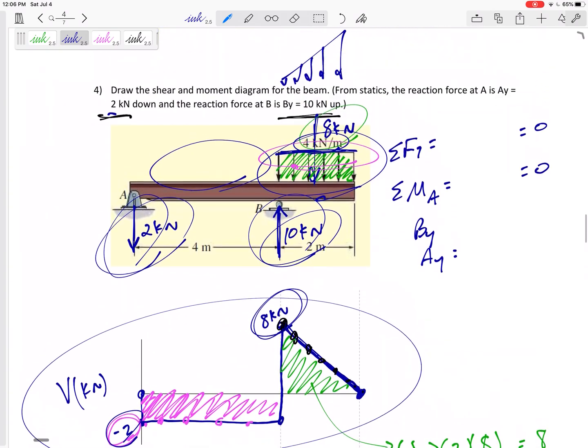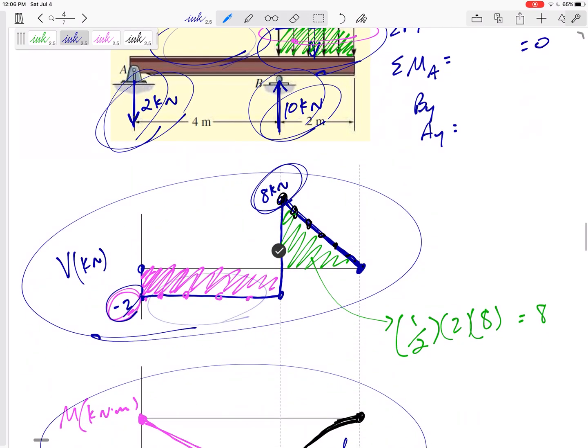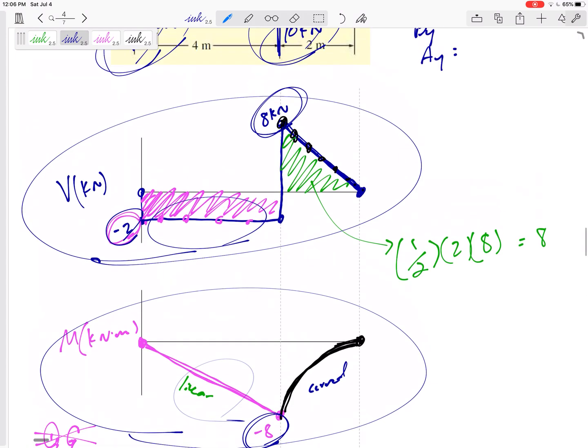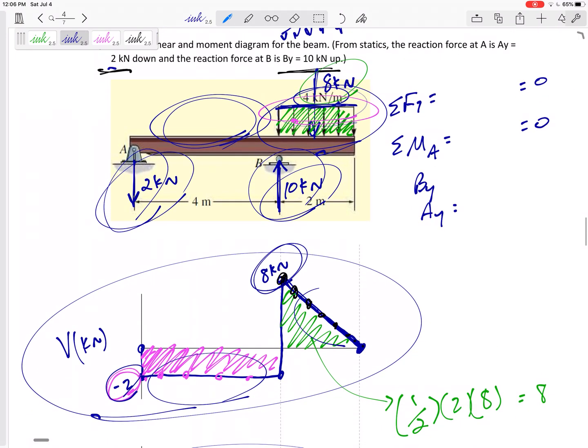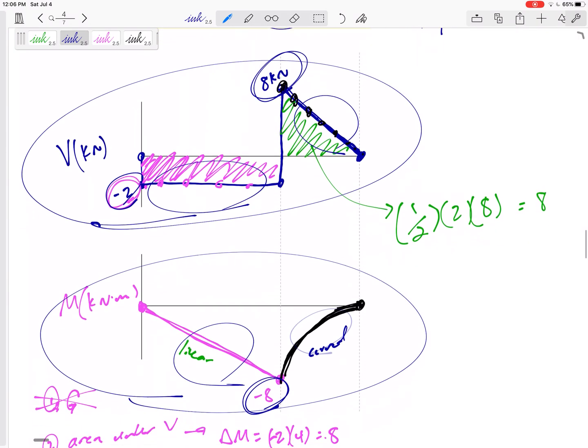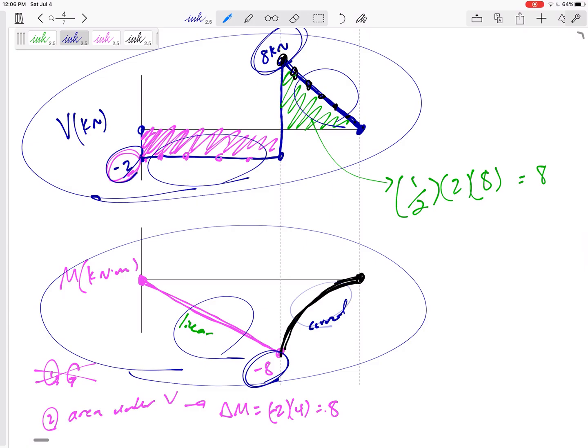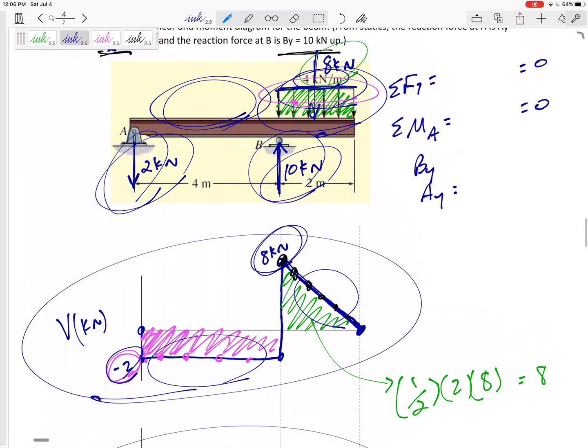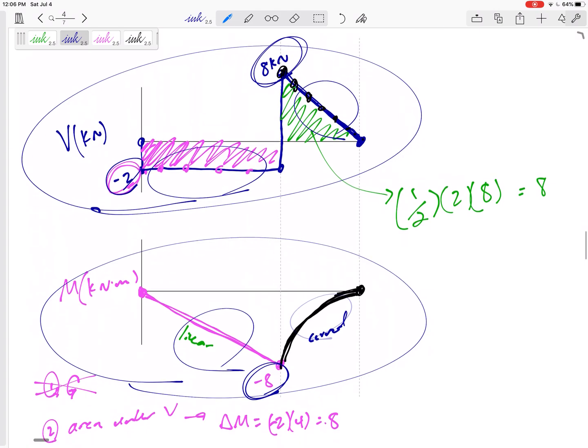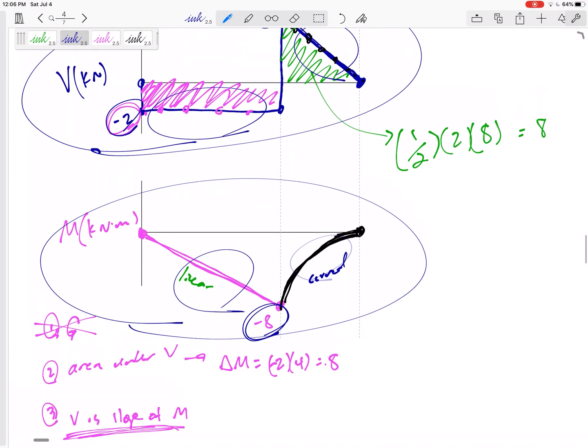Yeah, but you see that it goes from nothing to uniform to linear. It goes from uniform to linear to squared. You know, it's the integral. V is the integral of the loading, M is the integral of V. All right, you have a lot of example problems of these to look at.